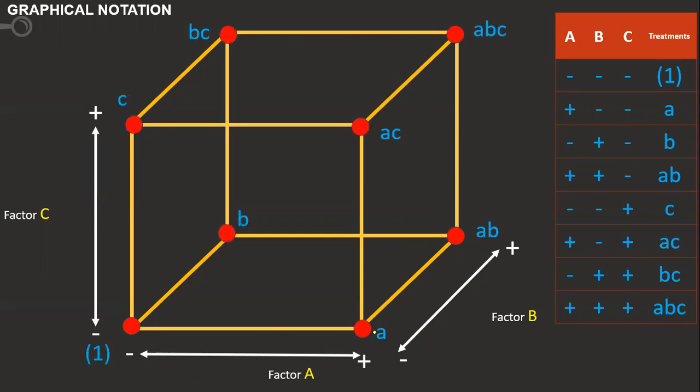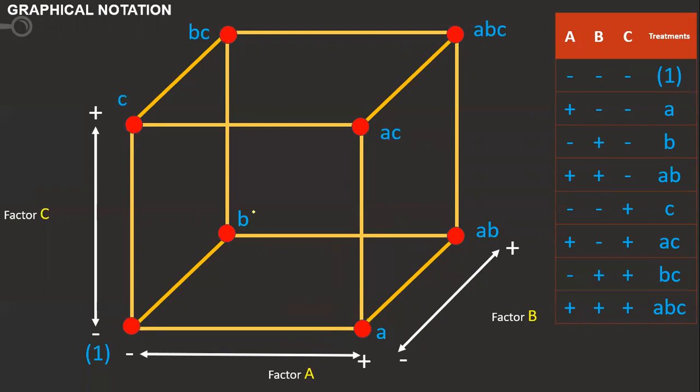Now A is positive and all the others are negative. A is positive here, so it is increased here. It has not moved in the other directions, so they are negative. Just like that, you have to note down AB, for example. A is positive because it has moved from here to here. B is also moved here. Just like a movement, you can remember. Therefore it is AB.